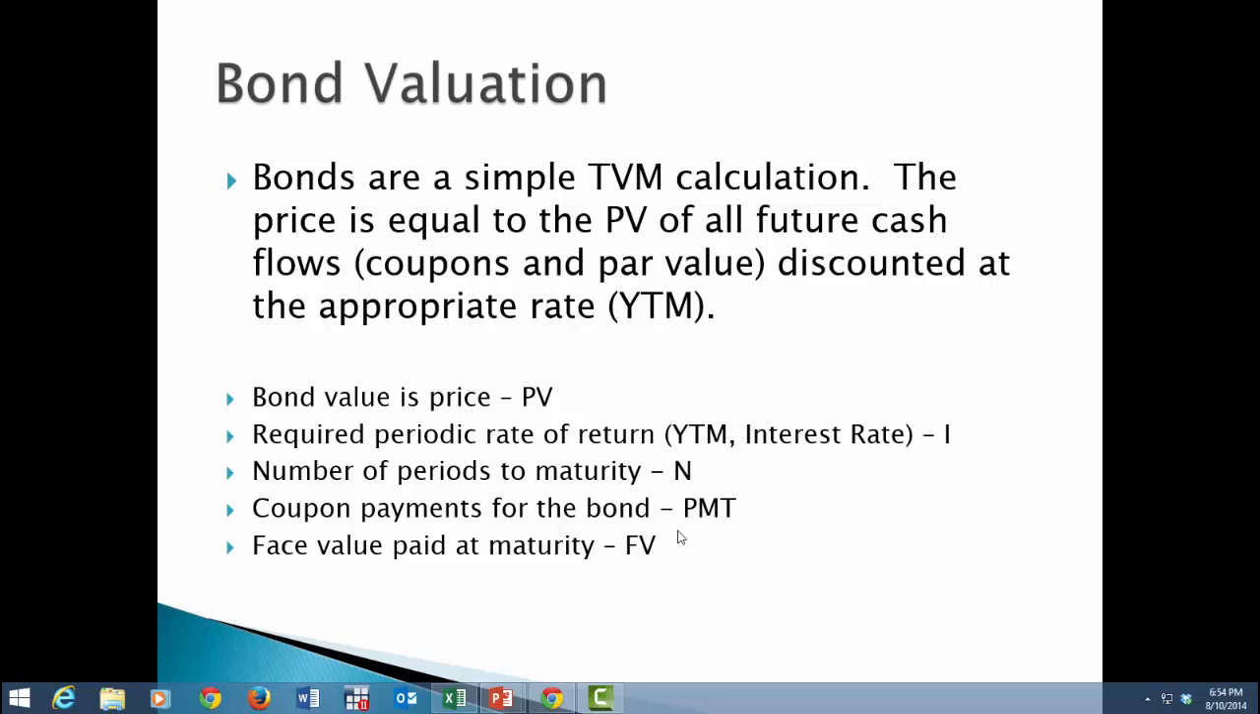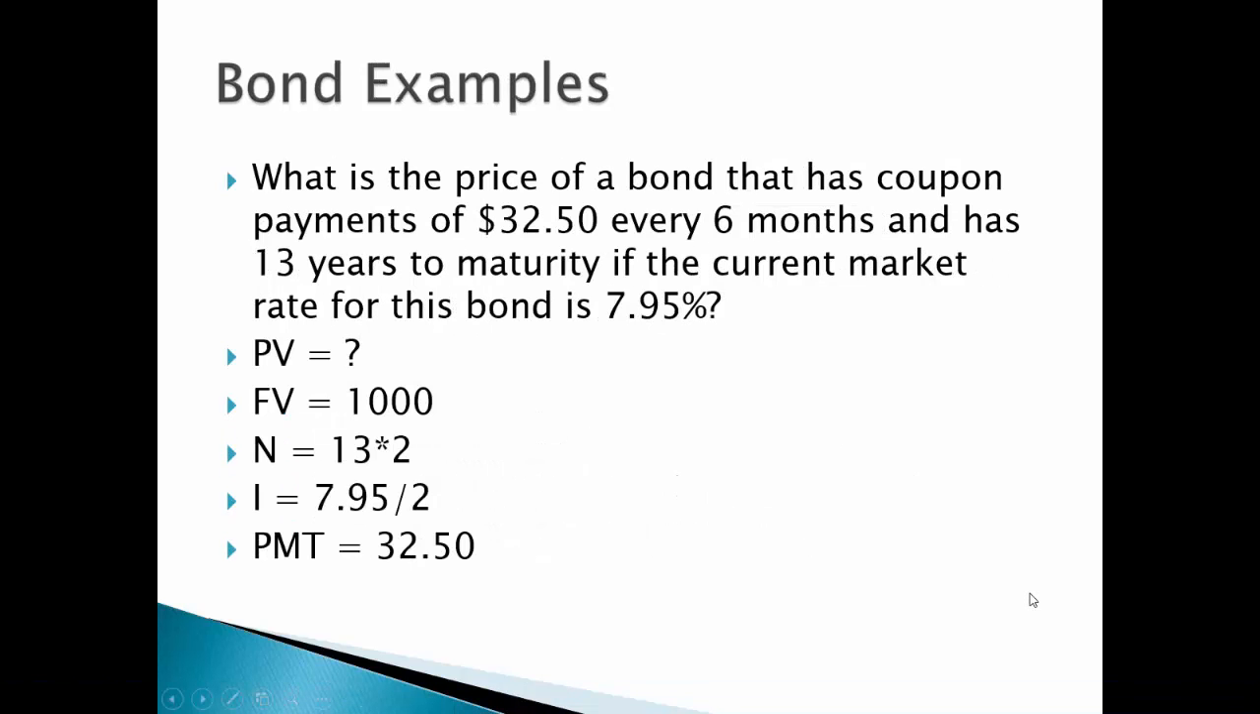So let's take a look at a few examples of bond calculations. Consider this example here. What is the price of a bond that has a coupon payment of $32.50 every 6 months and has 13 years to maturity if the current market rate for this bond is 7.95%? So we're solving for the present value of the bond. That's the price.